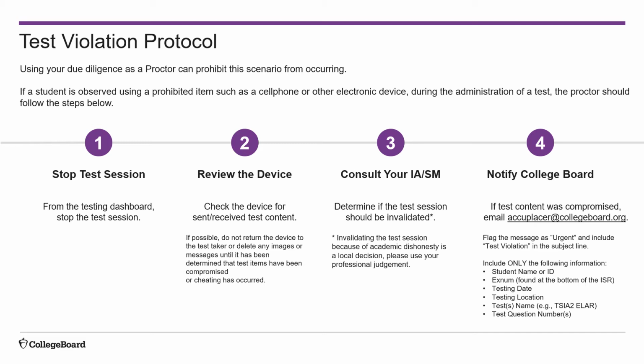If test content was compromised, email accuplacer@collegeboard.org. Do not send screenshots to that email address. Flag the message as urgent and include test violation in the subject line. Include only the following student information: student name or ID, the XNUM, which is found at the bottom of the ISR, testing date and location, the test name, and the test question number. From the XNUM, the College Board will be able to gather all the necessary information to determine if cheating has occurred.